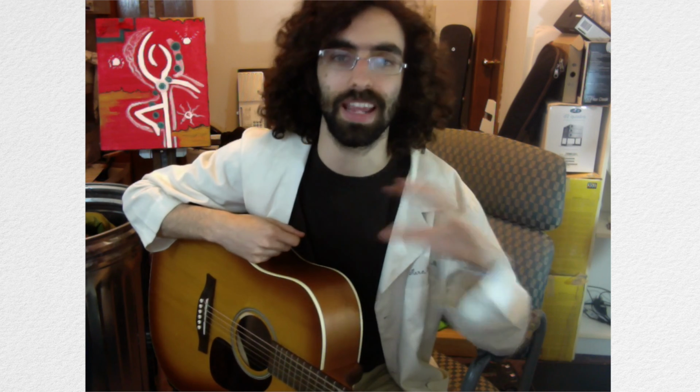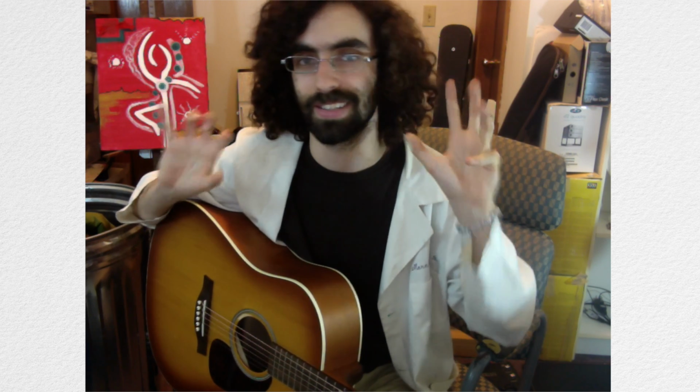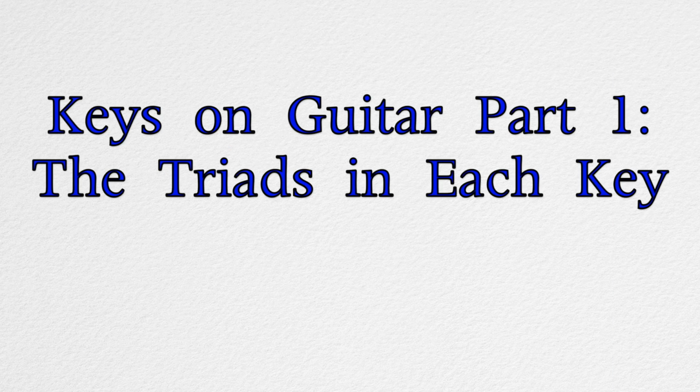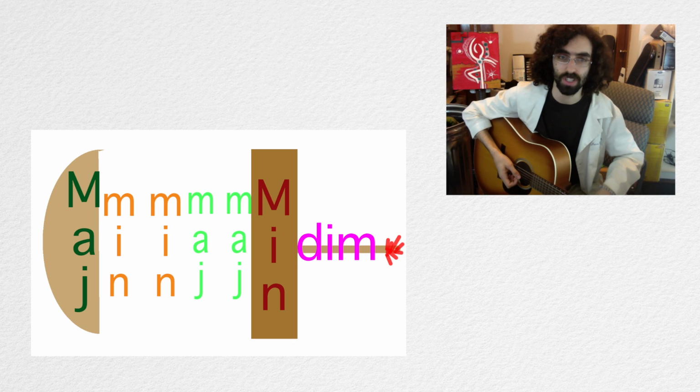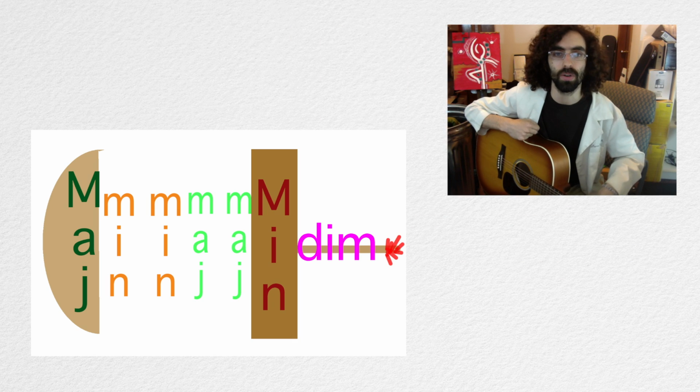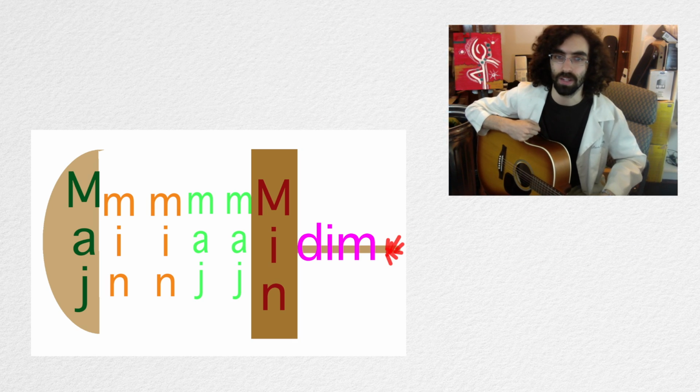So first of all, I'd like to take that chord sandwich diagram from the 5th lesson in this series and start putting that sandwich stuff onto the guitar. So here's the sandwich again. It shows the order of triads that fit in a major key.